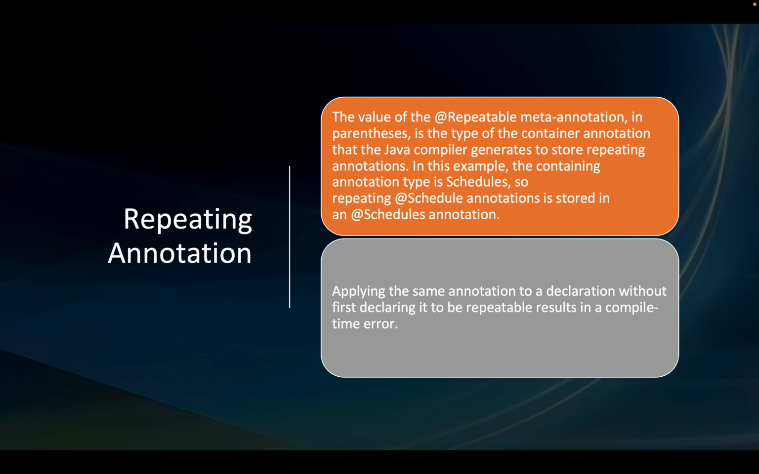In this example, the containing annotation type is Schedules. So the repeating @Schedule annotation is stored in an @Schedules annotation. Applying the same annotation to a declaration without first declaring it to be repeatable results in a compile-time error.